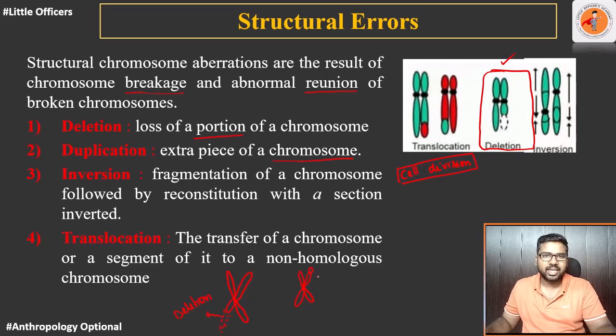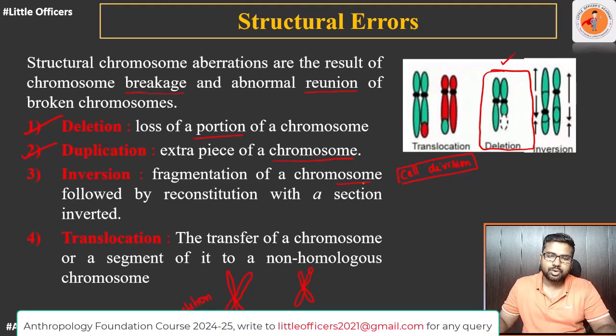When there is a breakage in the chromosome or abnormal reunion in the chromosome, right? This is called duplication. Then there is another structural error, जिसको हम कहते हैं inversion. What is inversion? See, fragmentation of chromosome followed by a reconstitution with a section inverted.